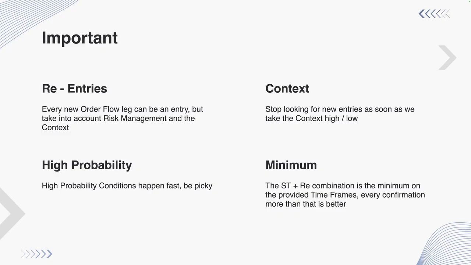Go away from the chart, close your PC, close your laptop, shut off your phone, whatever it may be. Don't look for any new entries anytime soon. I would advise just simply wait for a new convincing context again. That's very important. Then right here, high probability conditions happen fast.